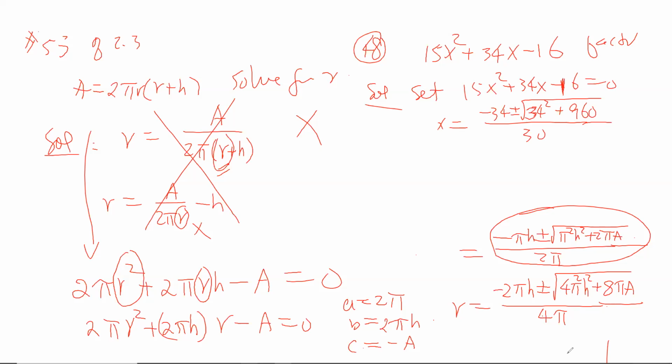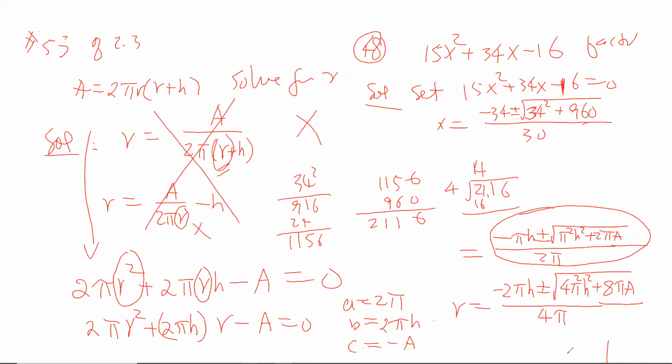So if you do your work, 34 squared is 1156. Adding 960, you get 2116. Take the square root. So you get 4 here. So do I get a 6 there? Yeah, so it's going to be 16. So it's 46. So therefore you get 46 as your square root, agree?